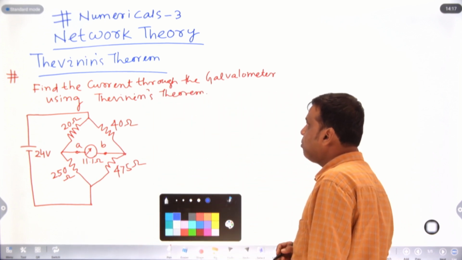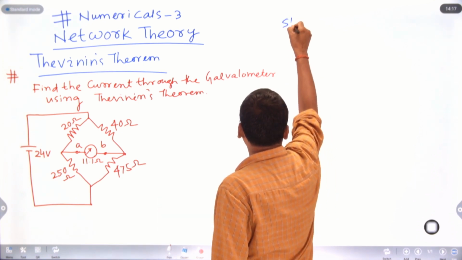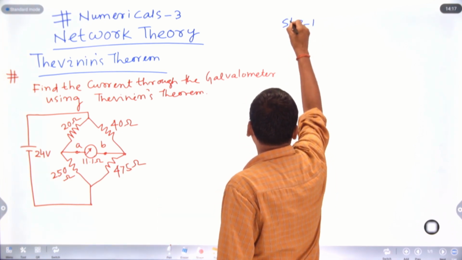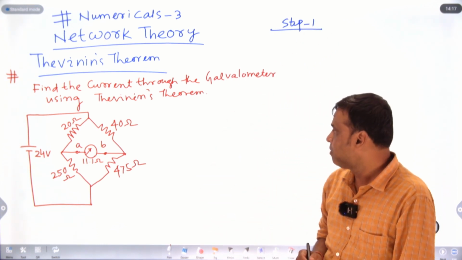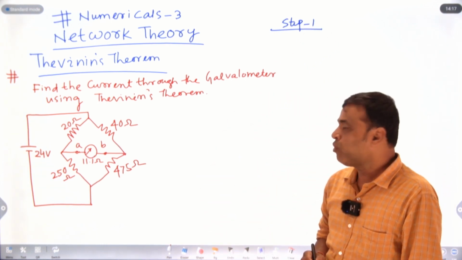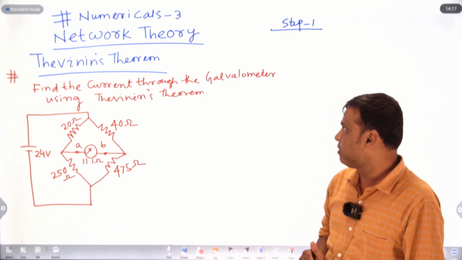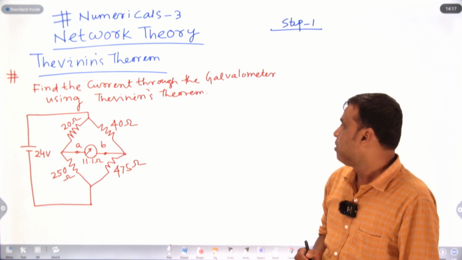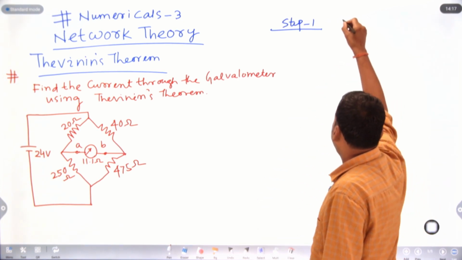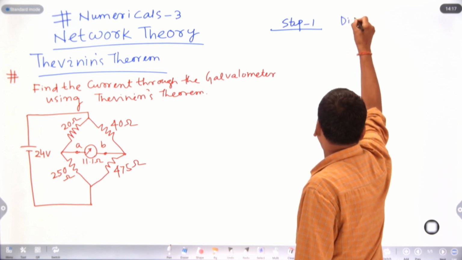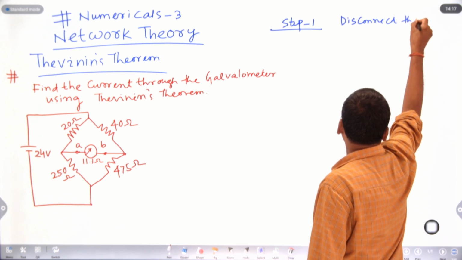First of all, what will we do in step 1? In step 1, we find the Thevenin's voltage or open circuit voltage. How to find Thevenin's voltage or open circuit voltage? Simply disconnect the load resistance, then find the open circuit voltage or Thevenin's voltage. So step 1 is to disconnect the load resistance.